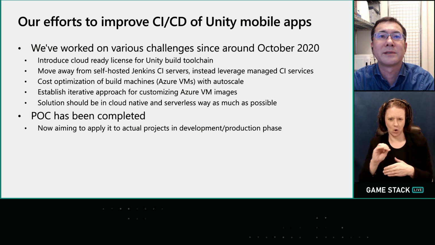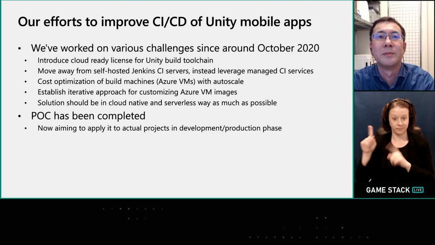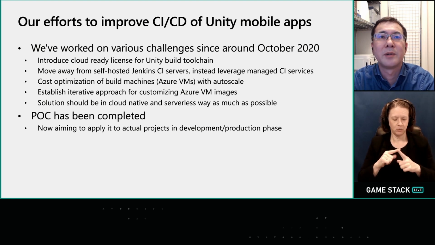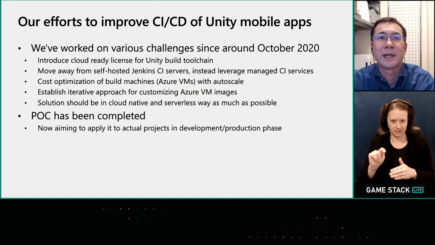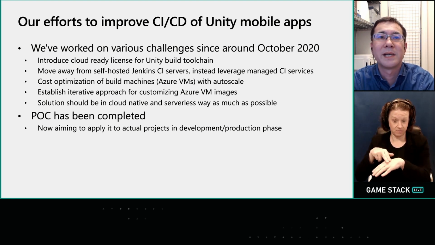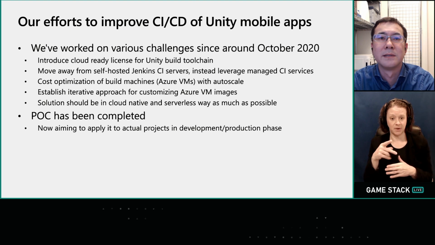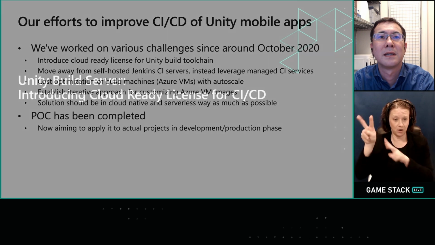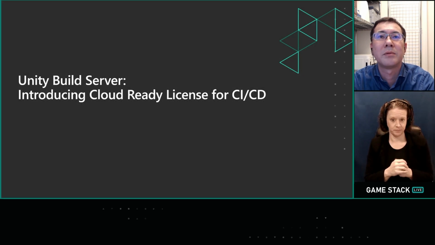We've worked on various challenges since last October to improve our CI/CD pipelines. I enumerate all of them in this slide, which will be covered later in this presentation. The most important policy is that the solution should be cloud native and serverless as much as possible. In the current status, the POC has been completed, and we are aiming to apply it to our actual project. So that's all for our efforts on Unity game development at BNS. I will talk about Unity Build Server in the next section.